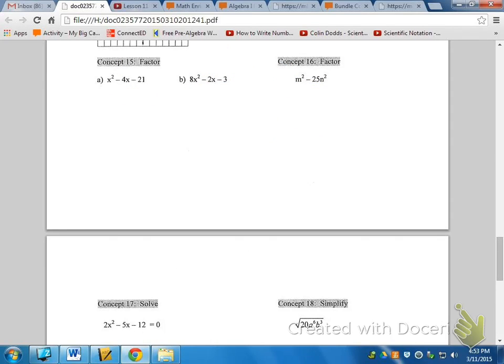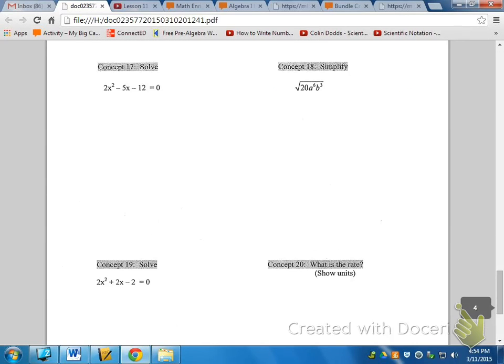Concept 16, m squared minus 25n squared. It's factoring a difference of squares. Put your 2 sets of parentheses down. For m squared, you would put m and m. Because it's a difference of squares, they must have a different set of signs. The square root of 25n squared would be 5n and 5n, and those are done. That's all you have to do with those, m plus 5n and m minus 5n.